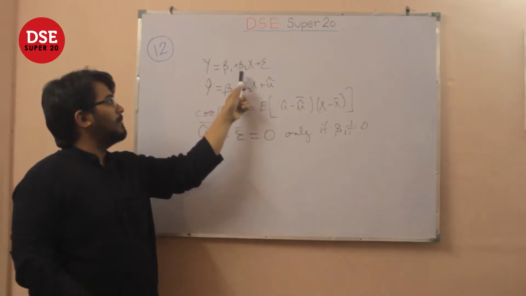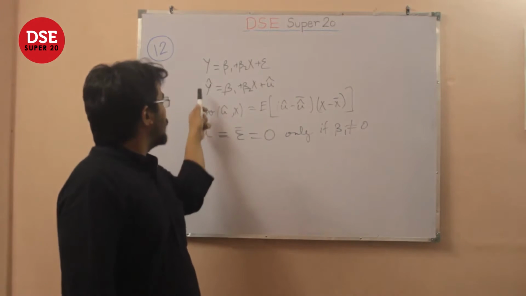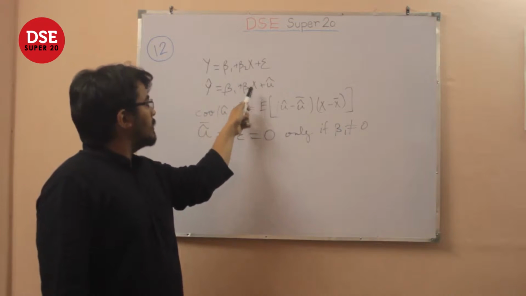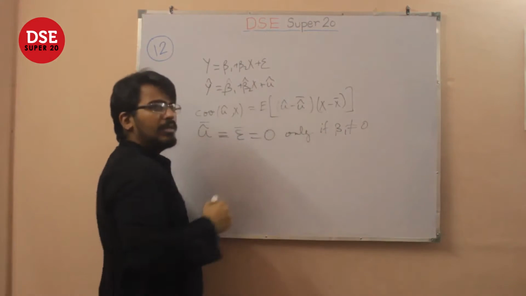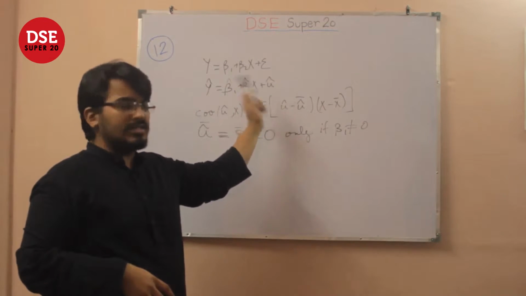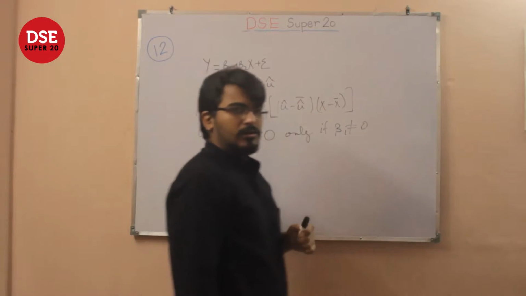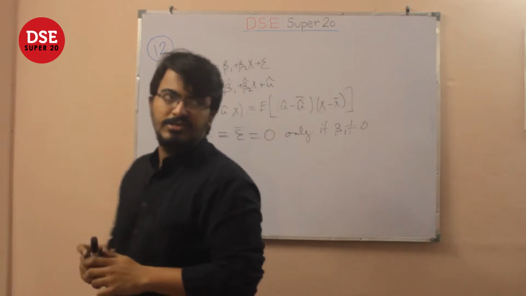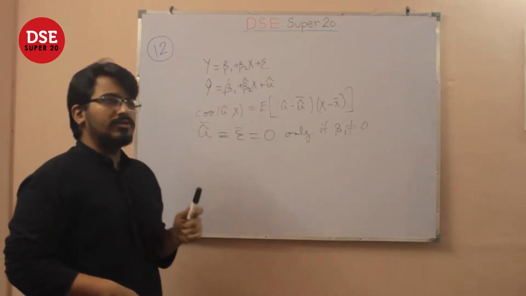Y is equal to beta 1 plus beta 2x plus epsilon, right? Now the estimated value of y, which will be y hat, would be beta 1 hat plus beta 2 hat x plus u hat, where u hat are the estimated residuals or the estimated errors. Now the question asks about the covariance of the estimated errors or the residuals and x, which is cov(u hat, x). What is cov(u hat, x)?